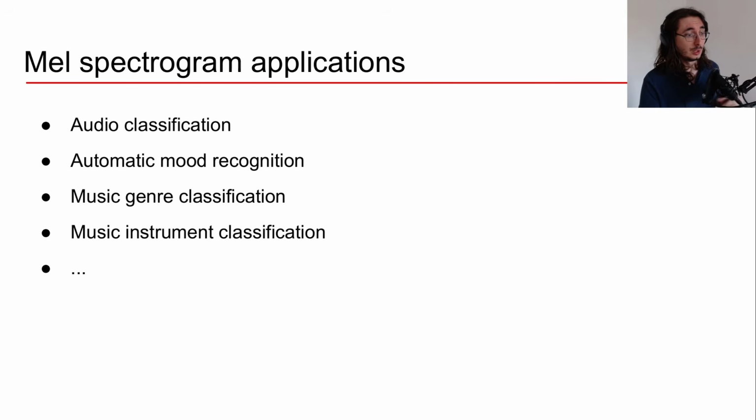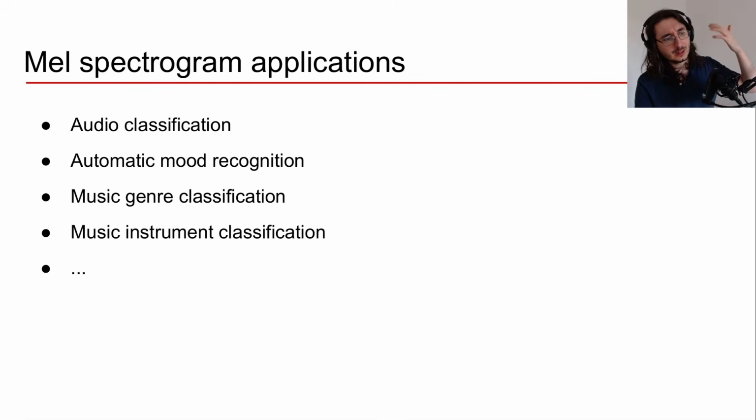Okay, so the last question that we might ask here is, why should we bother learning about Mel spectrograms? The answer is that they are extensively used in a lot of AI audio and AI music research. A lot of papers that you may be reading about audio classification use Mel spectrograms. This is very, very true also for a lot of music information retrieval, AI music papers. For example, Mel spectrograms are overwhelmingly used in automatic mood recognition, music genre classification, music instrument classification, and way more applications.